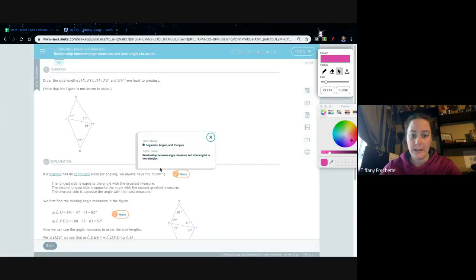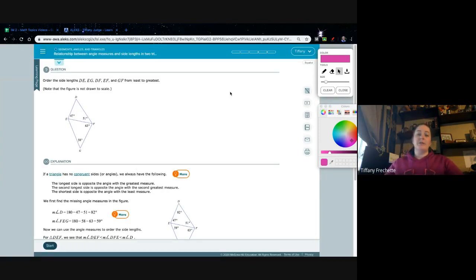The relationship between angle measures and side lengths in two triangles. We've already done a video about how the angle measures and side lengths relate in one triangle. Now we have two triangles here. What we were looking at before, which they're giving us again down here, is that if a triangle has no congruent sides or angles, we always have the three following things.